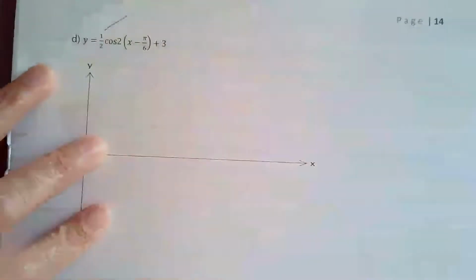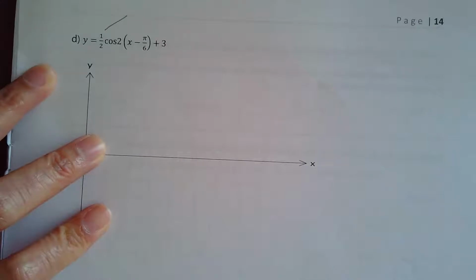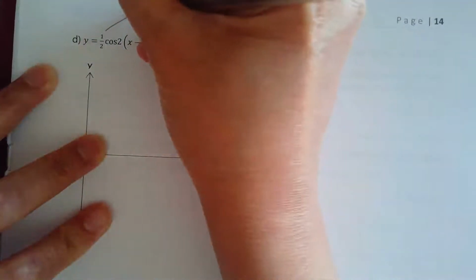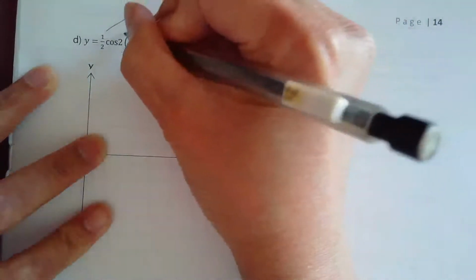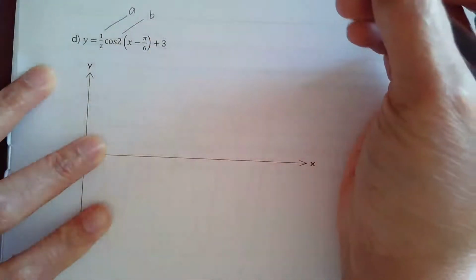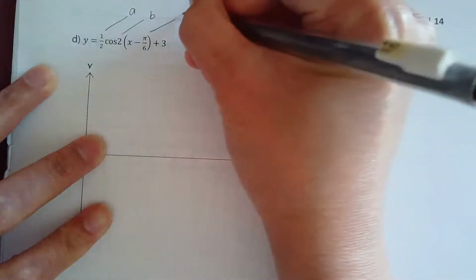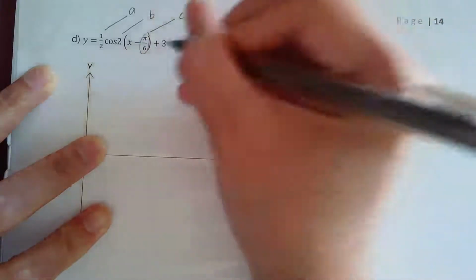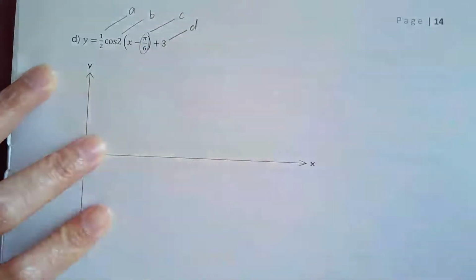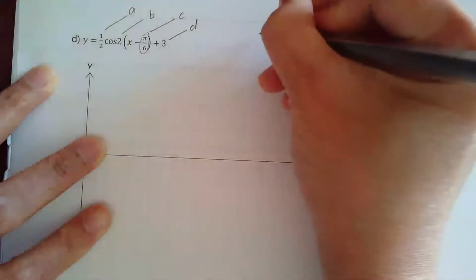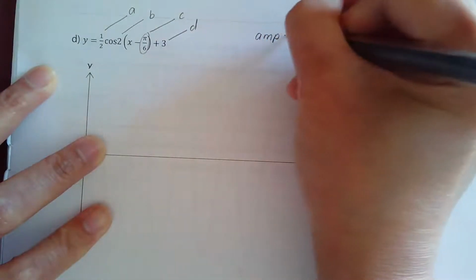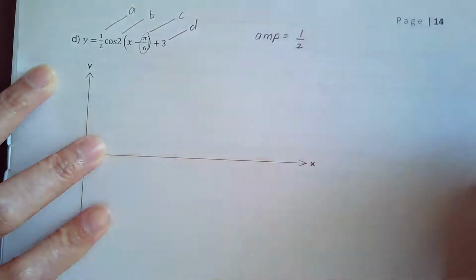So our A is 1/2. So that means our amplitude is 1/2. Our B value is 2. Our C value is pi over 6. And our D value is 3. So what does that mean? I mean, our amplitude is going to be 1/2.